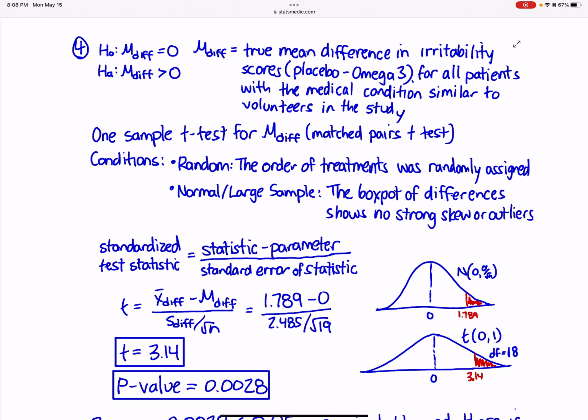Okay, I put it in an A, B, C, D form, but it's really part 1, part 2, part 3, part 4 form, but that's okay. So let's just kind of go through here. I'll talk through it, and then I'll show you how the scoring is. First of all, the H0 is mu D is going to be equal to 0. HA is mu D is greater than 0. And mu D is defined as the true mean difference of irritability scores, placebo minus omega-3 for all patients with a medical condition similar to the volunteers in the study.